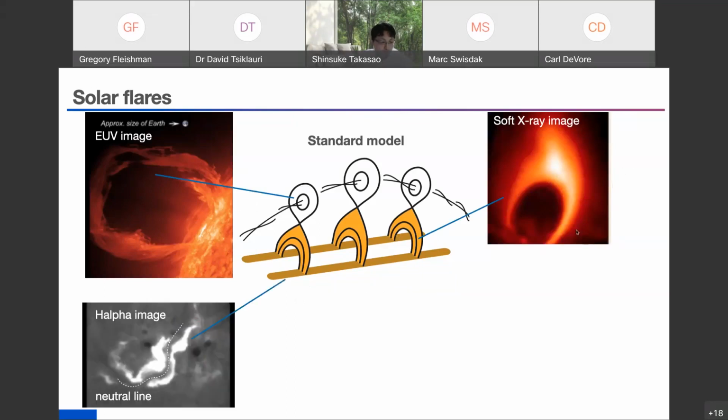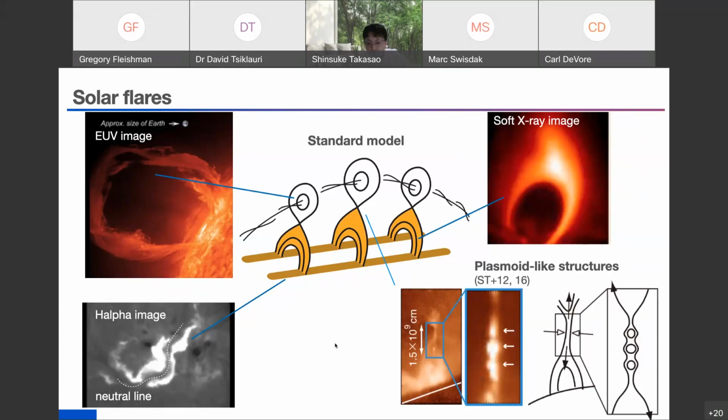And the energy released in the corona is transported to the lower atmosphere and heats up the chromosphere. That is seen in the H-alpha images, for example. And we see the filamentary bright structures, which are called flare ribbons, and the magnetic neutral line divides the two ribbons.